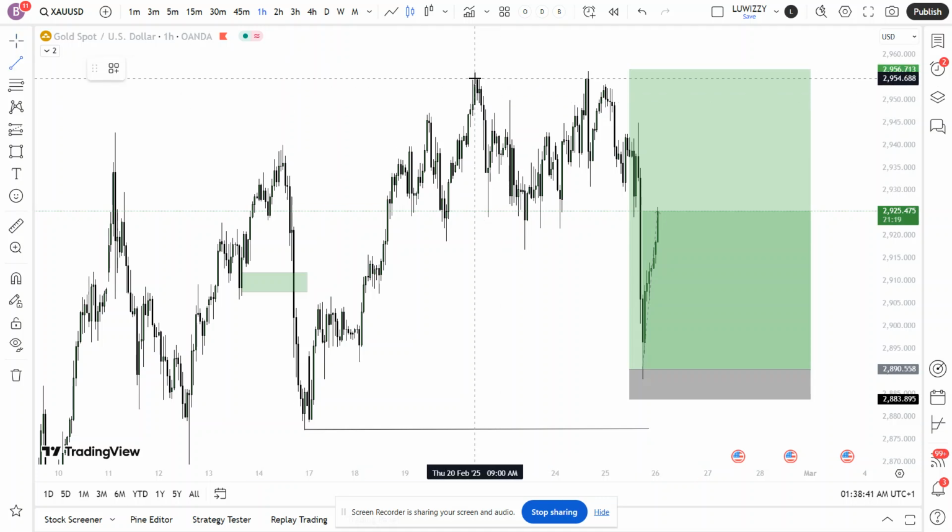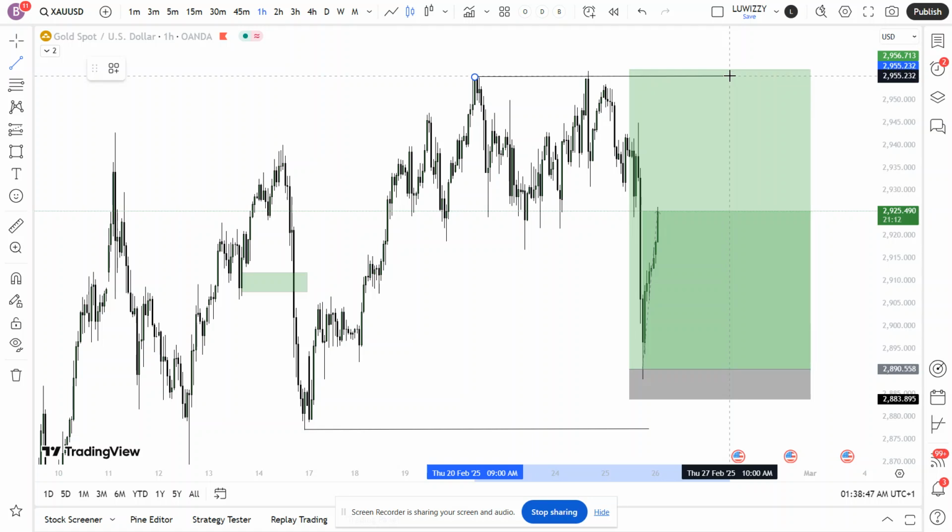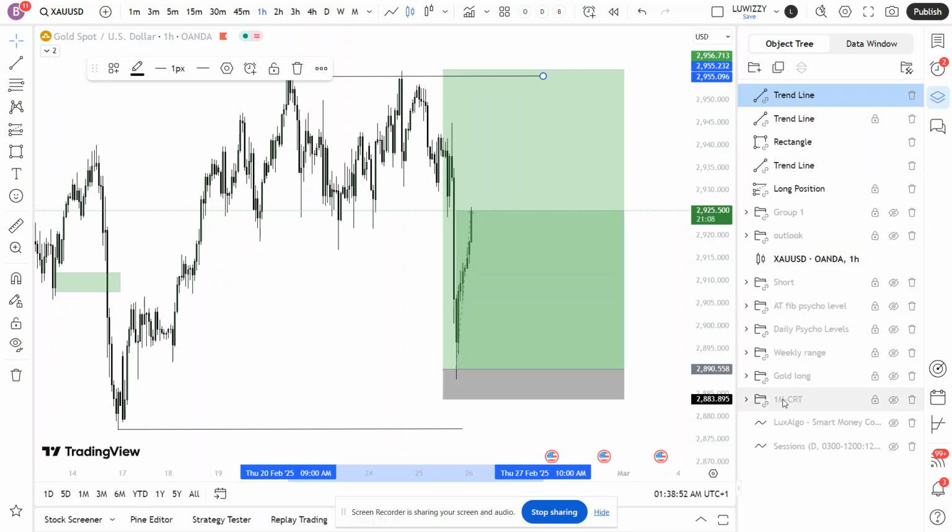Get my range high. I marked out my range high. I think, where was that chart? Where was that time? Where is it? Gold long. You can see where I wrote it, gold long.